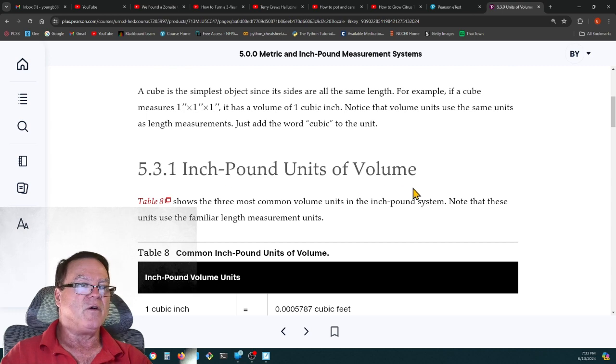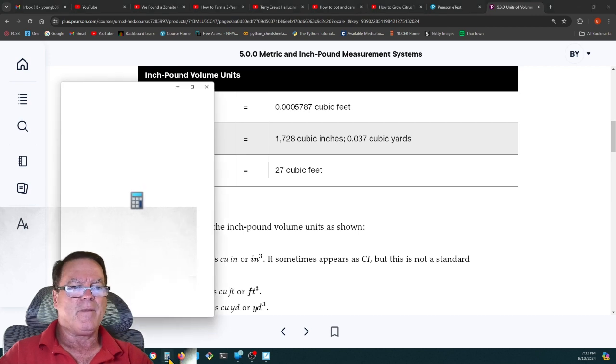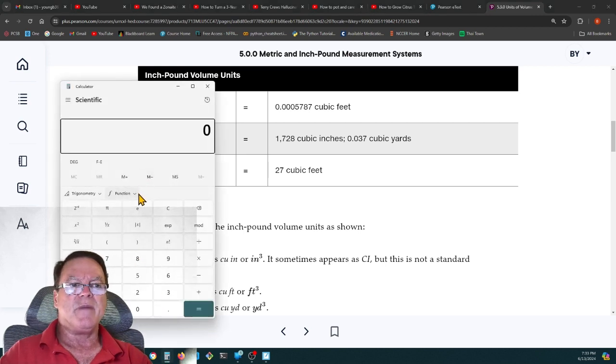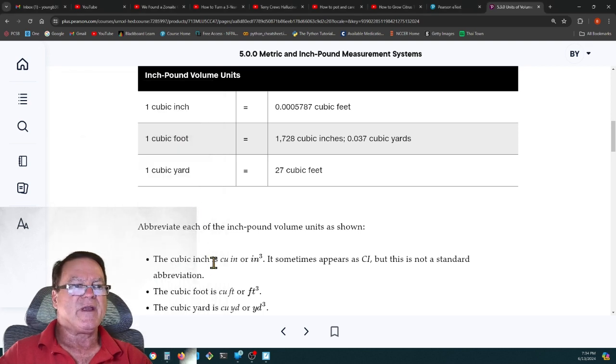Inch-pound units of volume. A cubic inch. In order to figure out how many cubic inches is in a cubic foot, we know that there are 12 inches in a foot, but we're talking about three dimensions. So it's 12 times 12 times 12. There's 1,728 cubic inches in a cubic foot. So 1,728 cubic inches in a cubic foot.